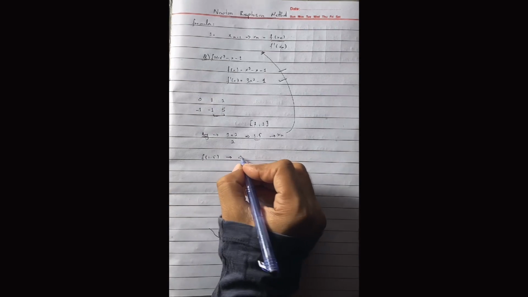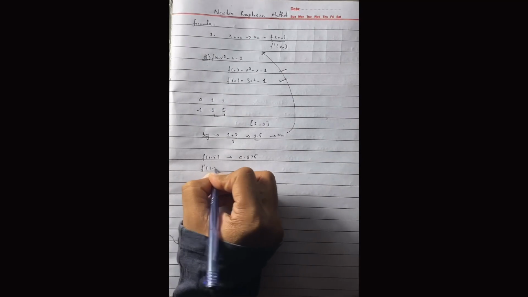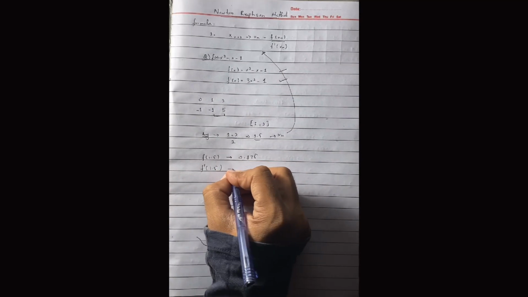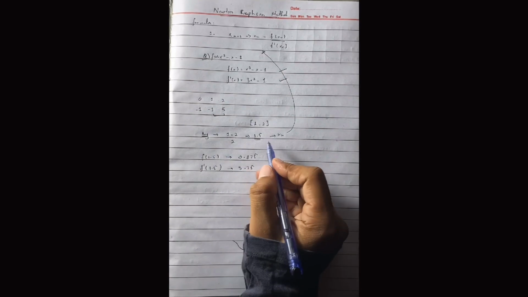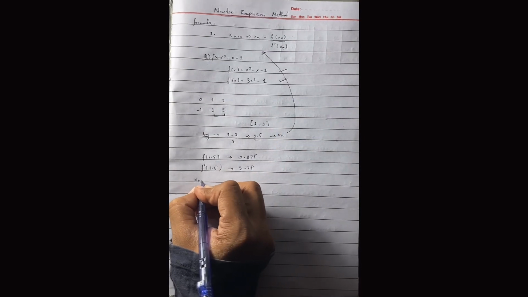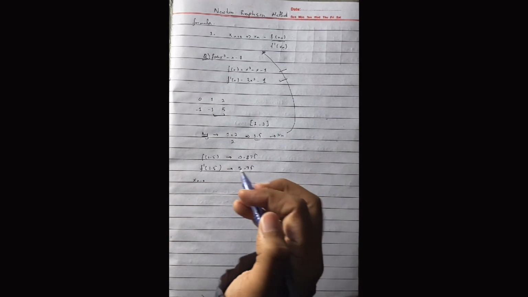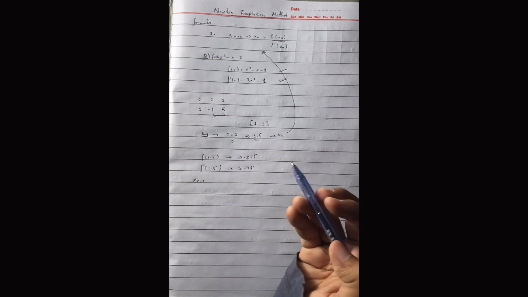Firstly we use the calculator: 1.5 cube minus 1.5 minus 1 gives 0.875, and the f derivative of 1.5 is 5.75. So we will put these three values into the equation to find f of xn plus 1. If it is x0, we will find x1.